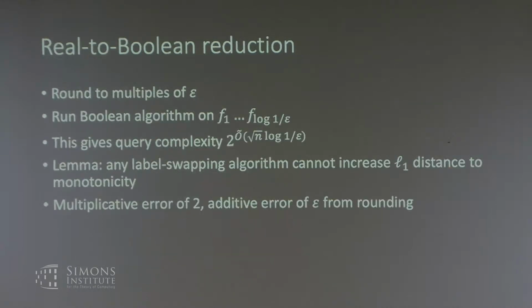So the real-valued corrector just rounds to multiples of epsilon and then runs log 1 over epsilon stages of the Boolean corrector. And then to prove that this is correct in terms of preserving the distance to monotonicity, it's just true that any label swapping algorithm, so any algorithm that works by saying take these vertices and exchange their labels, if it swaps only vertices that violate monotonicity, it can't increase distance to monotonicity.